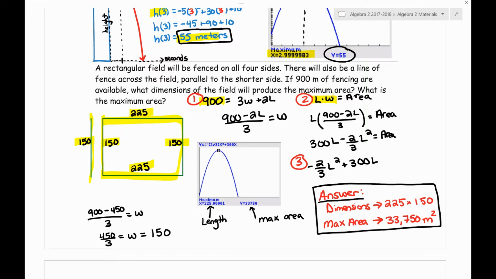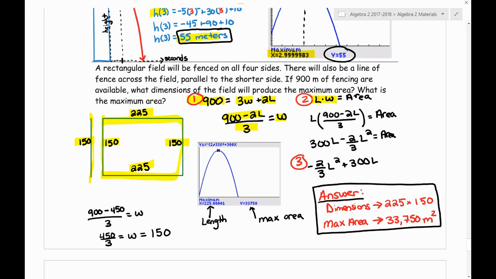So what I did here in the first step was I said, okay, if 900 is the total perimeter of fencing, and I know I have 3 widths and 2 lengths total, it doesn't matter how much the width is or how much the length is. I have 3 widths and 2 lengths. When I add them up, I'm going to have 900 meters of fencing. So what I did was I solved for the width. You can solve for the length, it really doesn't matter. I subtracted the 2 lengths and divided by 3 to get the width. So this is how much one width is going to be.